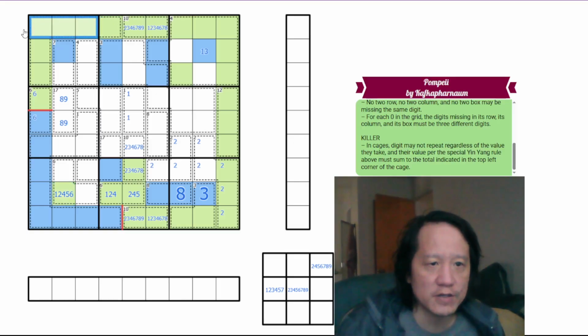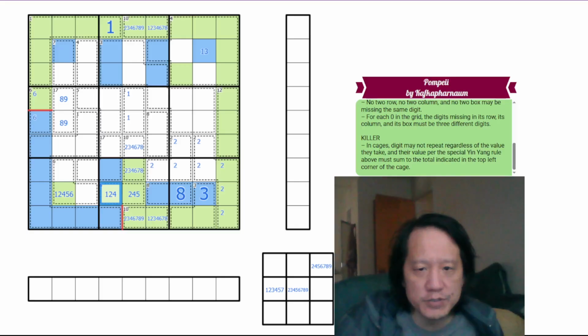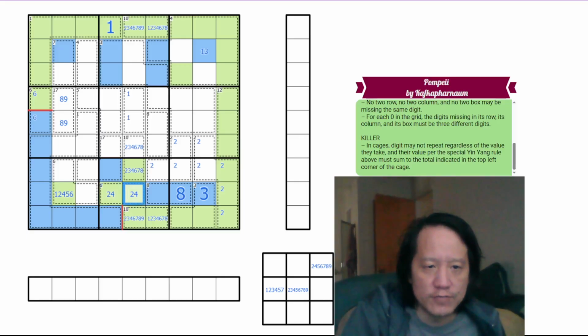This would have to be valid. These would be invalid. So this would be a 1. So this would be 1, which means this could not be 1 and 5. This would be a 2, 4 pair, which eliminates 2 and 4 in the rest of the box. No 2, 8 or 4, 6. This can't be 2 or 4, so this can't be 6 or 8.